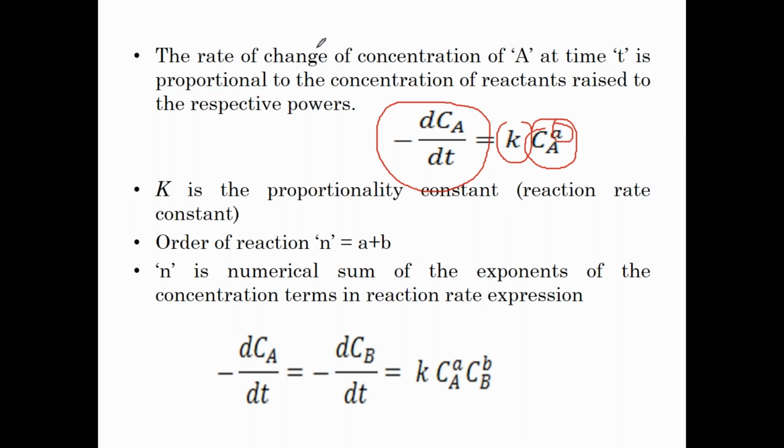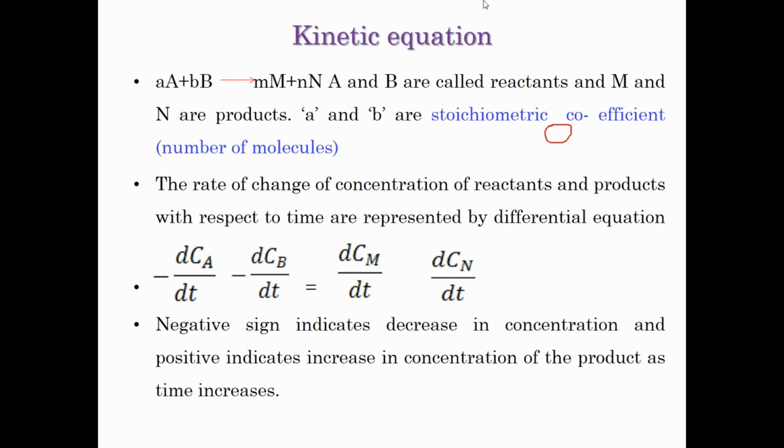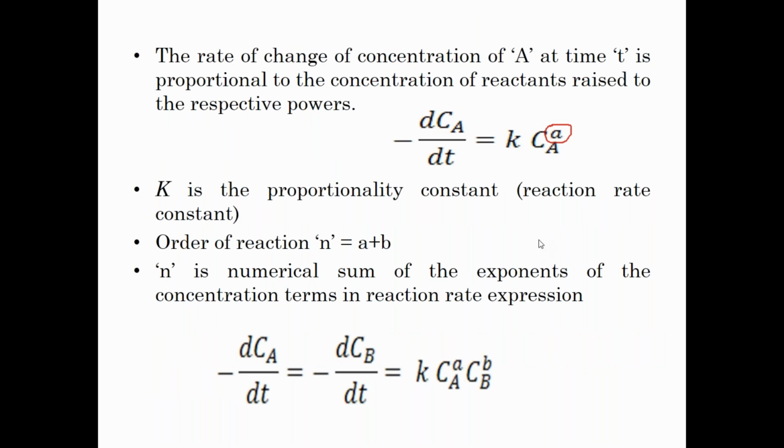Fine. So the rate of change of concentration of A at time t is proportional to the concentration of the reactants, that is Ca, the concentration, raised to the respective power. What is the respective power? A. What does A indicate? Previously we understood in the previous slide, A is the number of molecules. So respective power, this is what this statement is telling. So when you write, you can directly write this equation. It's easy for you to understand the statement.